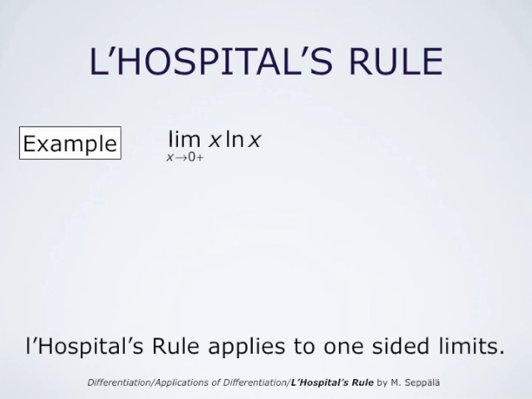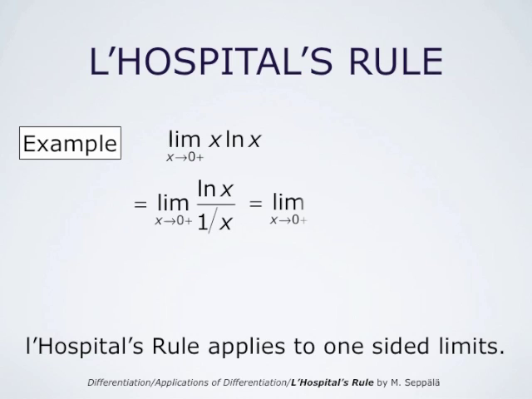L'Hopital's rule applies also to one-sided limits. To compute the limit as x approaches 0 through positive numbers of x times ln of x, we first write that in the form: limit as x approaches 0 through positive numbers of ln of x divided by 1 divided by x. Now the function f in L'Hopital's rule is ln of x. It has the limit negative infinity as x approaches 0 through positive numbers. The function g is 1 divided by x, and it has the limit positive infinity as x approaches 0 through positive numbers.